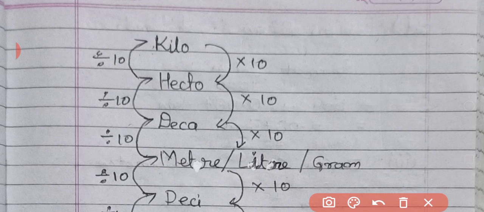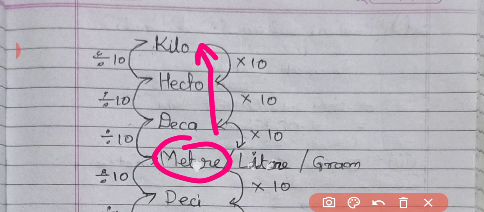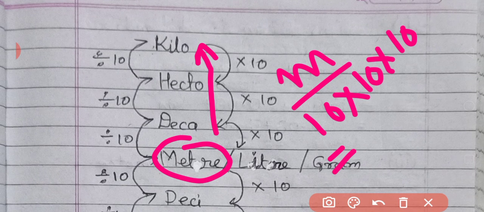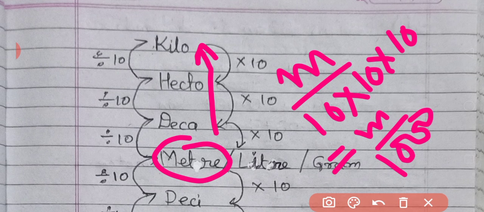For example, when we have to change meter into kilometer, we have to divide meters by 10 three times, then we will get kilometers. Meter can be written in short form as m. m divided by 10 times 10 times 10 is equal to m upon 1000. So it becomes kilometer, or kilogram, or kiloliter.